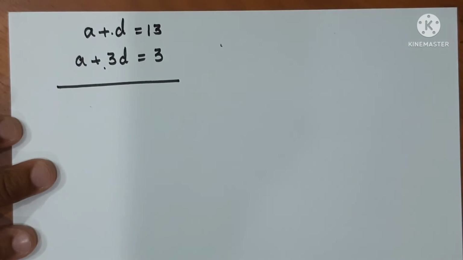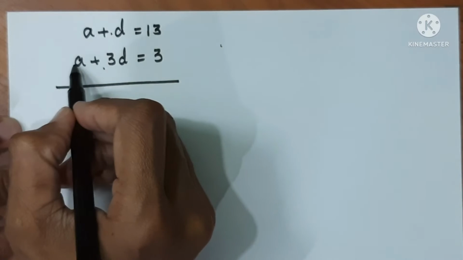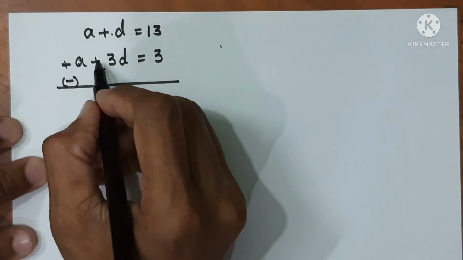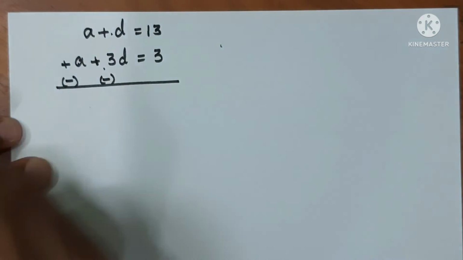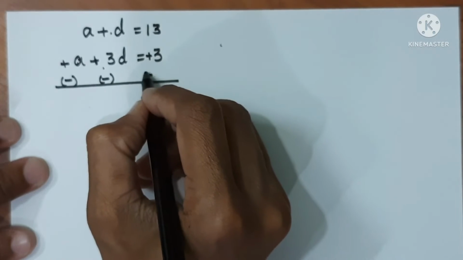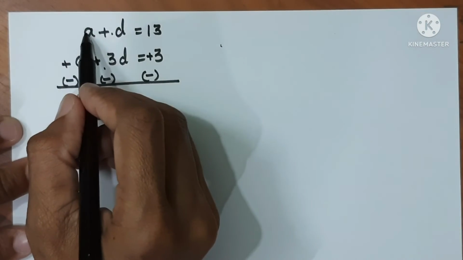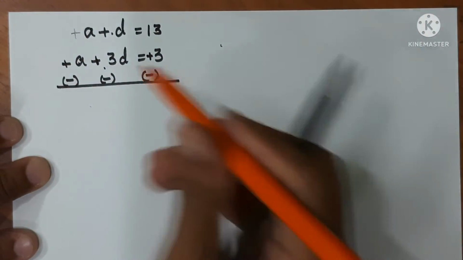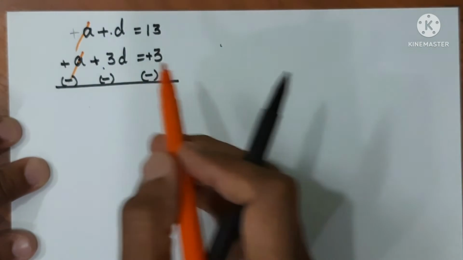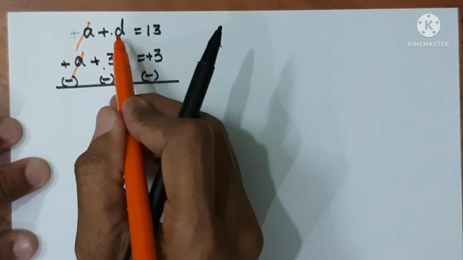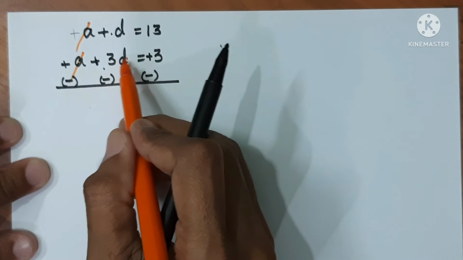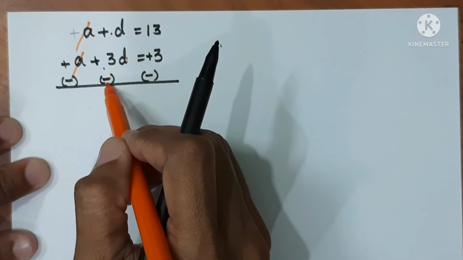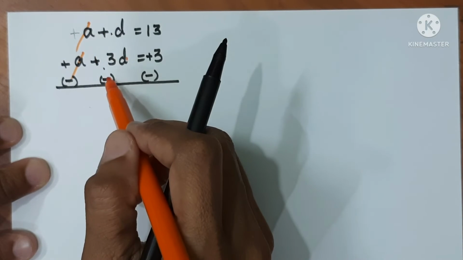To subtract these two equations, we have to change the sign. Here the a is having the plus sign, so we are going to change it to minus sign. If it is plus, we have to change to minus. Here also there is a plus sign, so we are changing it to minus sign. Now you can see that this is plus a and this is minus a. So these two, plus a and minus a, get cancelled. Now plus d minus 3d. Here d is having the plus sign and 3d is having the minus sign because we have changed the sign. So plus and minus are there, so we are going to subtract.